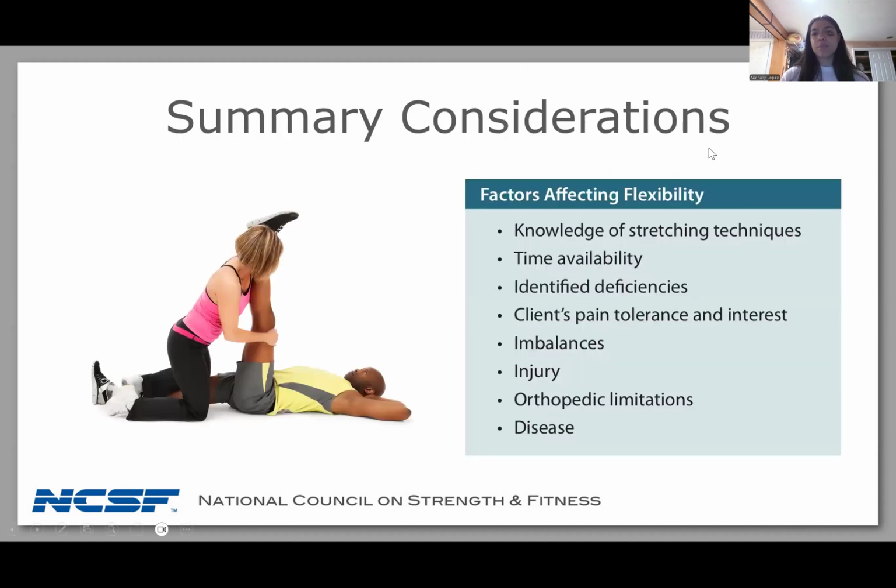And then some considerations here in summary. Knowledge of stretching techniques can be really useful. Having and making time available for you to stretch is very important. A lot of people forget and just pass over stretching because it seems that you're not getting anything out of it, but you are getting a lot better recovery to move on to the next exercise bout if you do make time, even if it's just a little bit for stretching.